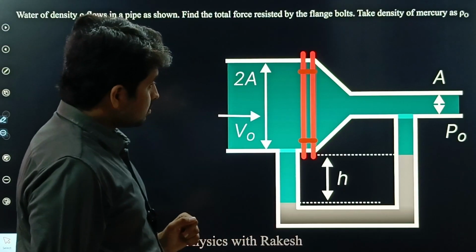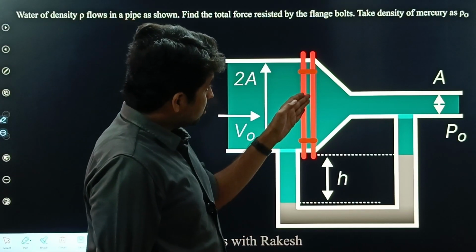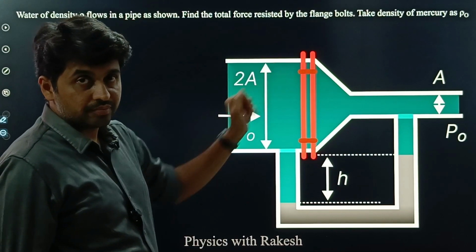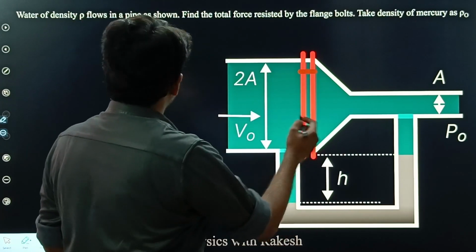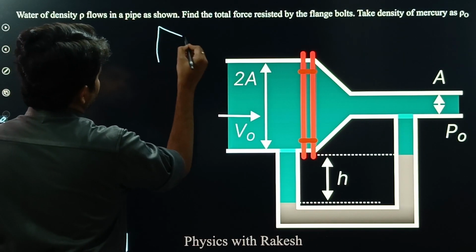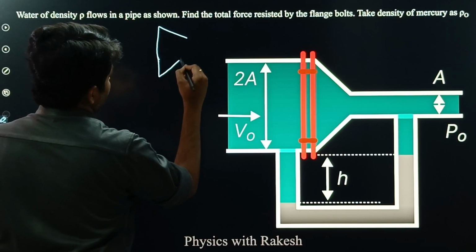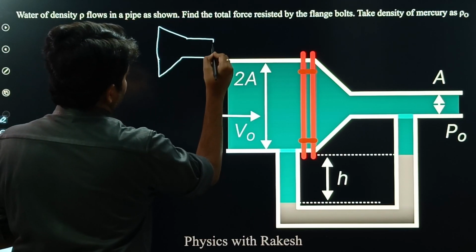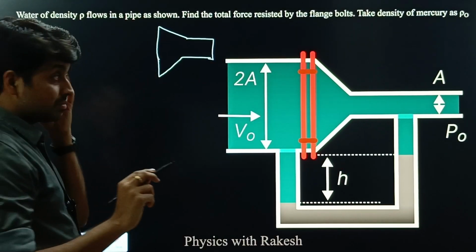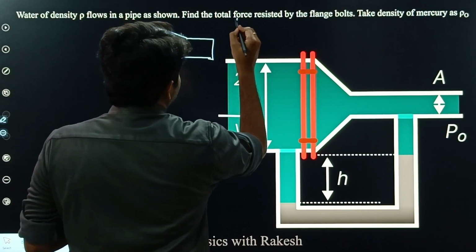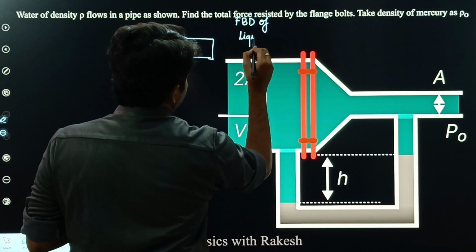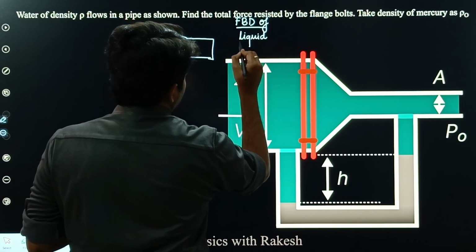So if you want to find the force on this, let us first write all the forces on the section of liquid here. If I take this section, I'll just draw it here. This is a liquid. FBD of liquid.